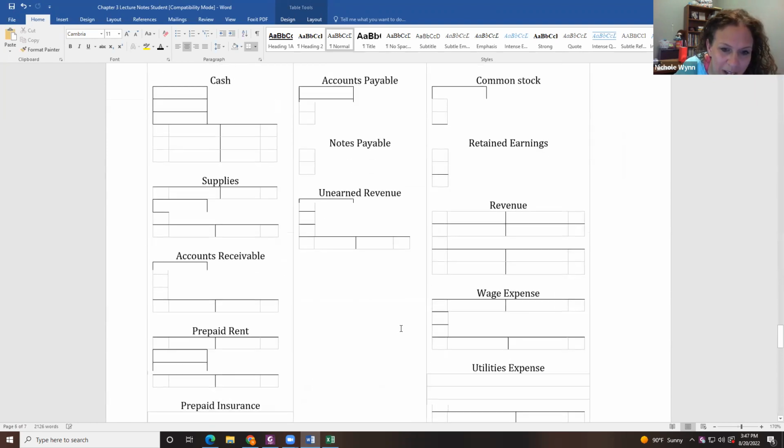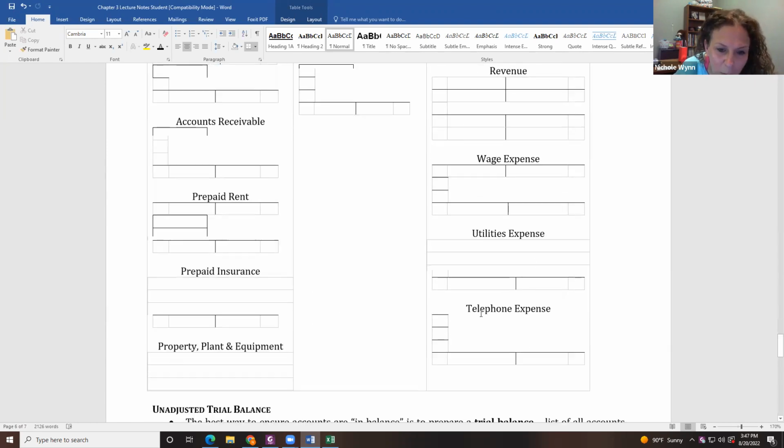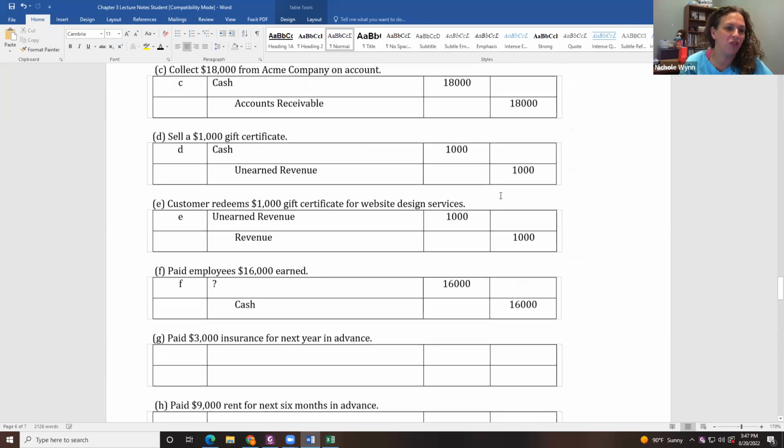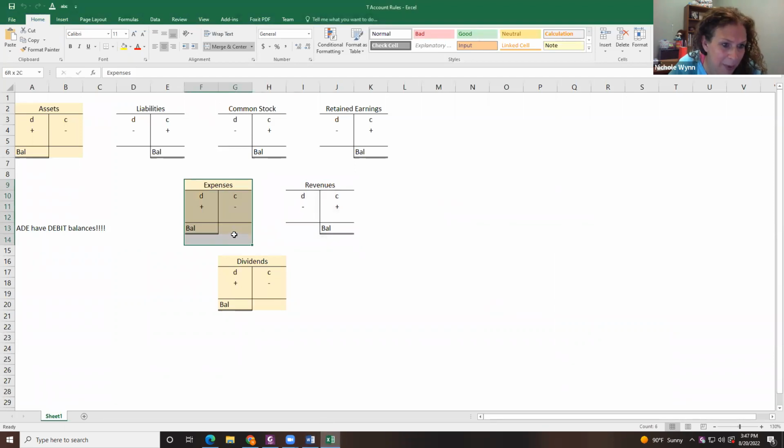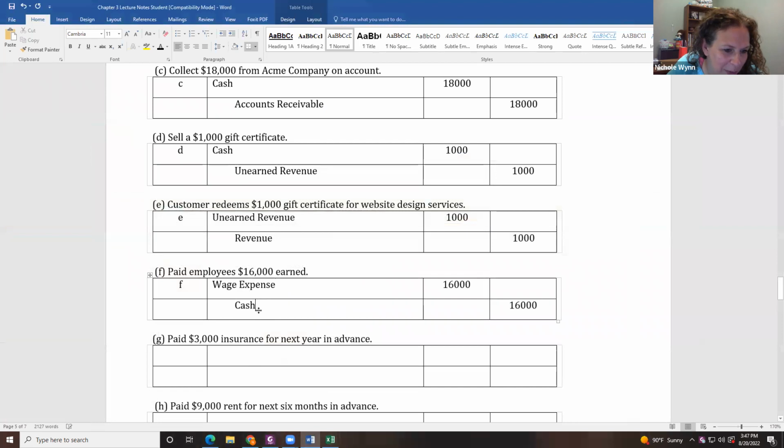So what we have to do is we have to go look at an account that relates to our employees. We have 3 different expenses in this particular business: wage, utilities, and telephone. And so this is obviously us paying our employees. And so we're going to use wage expense. Now, if we look at our T accounts, expenses have debit balances, A, D, E. Expenses have debit balances. That's why their plus is on the debit side. So their plus is on the debit side. And that's because every time we have an expense and then we pay it, we will debit the expense and then credit cash. Okay. So wage expense and cash.